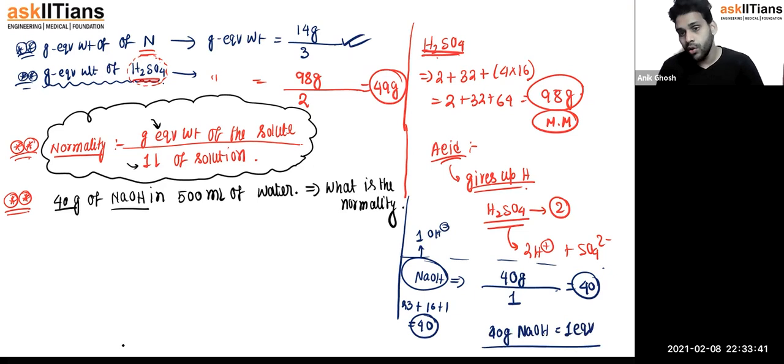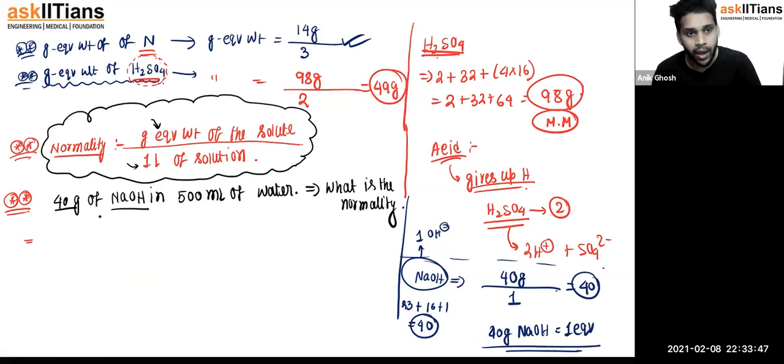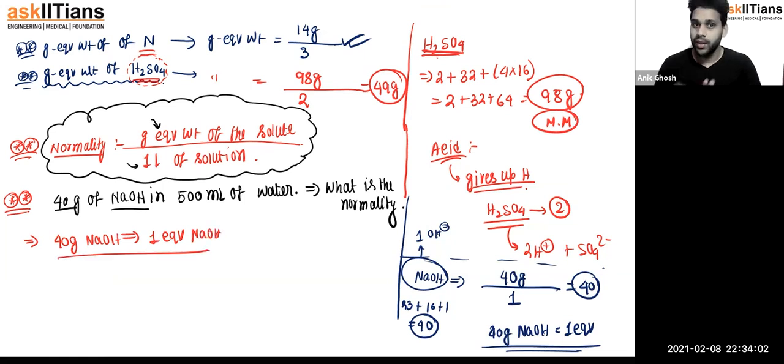Agree up to this? 40 grams of NaOH equals 1 equivalent of NaOH. Now, I have 40 grams of NaOH, so that equals 1 equivalent of NaOH. So the first term is done. I know how many gram equivalents of solute there are.